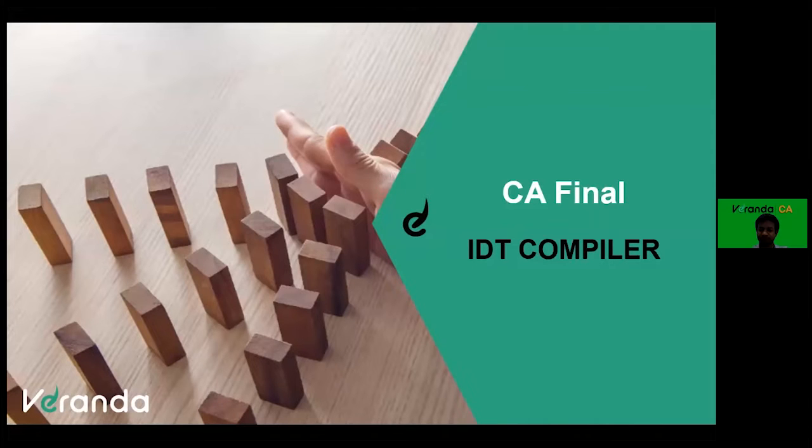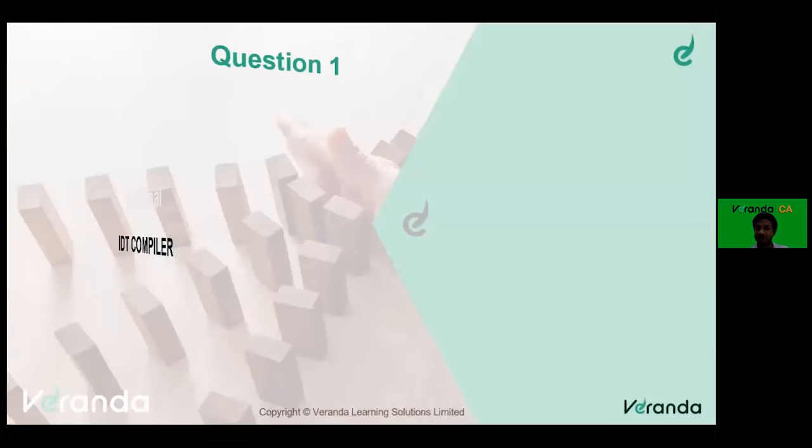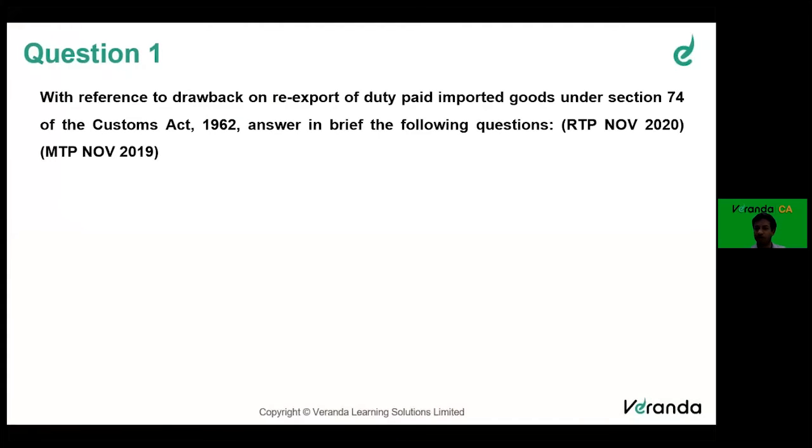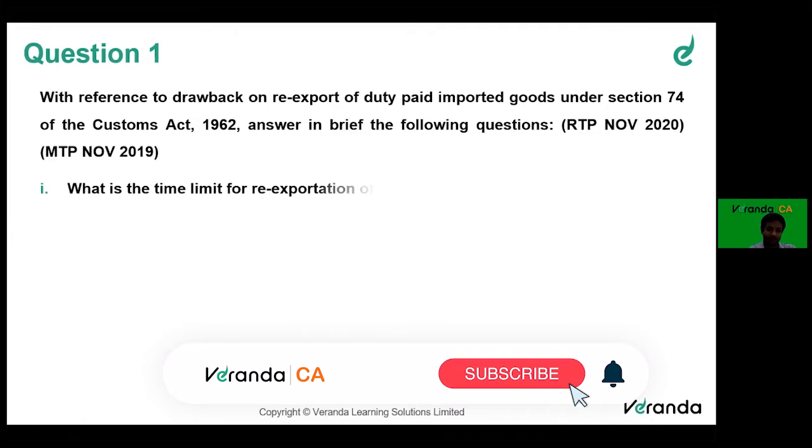So we start with our session. We are in customs right now, right? So the first question, with reference to drawback on re-export of duty paid imported goods under section 74 of the Customs Act, answer in brief the following questions. So this question is all about duty drawback, right? So first we'll discuss the provisions and we'll come to the answers, right?